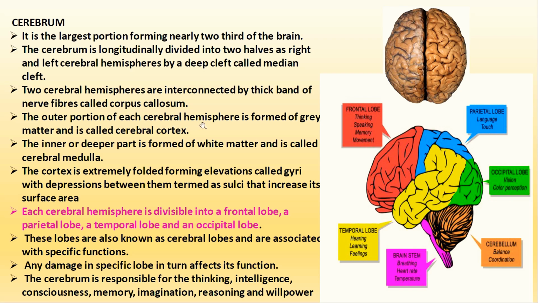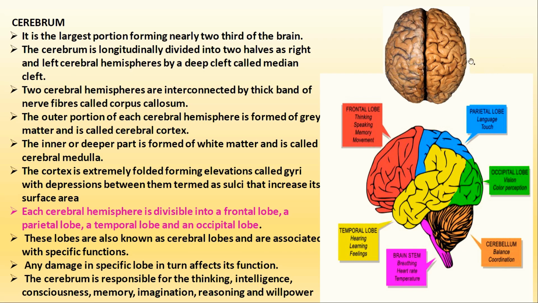The outer portion of each cerebral hemisphere is formed of the grey matter, and it is called the cerebral cortex, whereas the inner deeper part is formed of white matter, and it is called the cerebral medulla. The cortex is extremely folded, forming elevations called gyri, with depressions in between them. They are termed the sulci. This will increase the surface area of the brain.